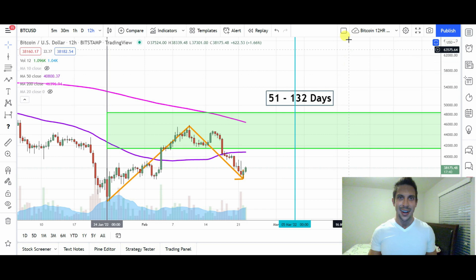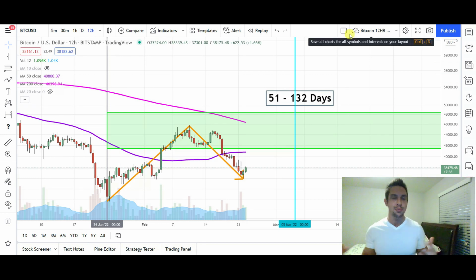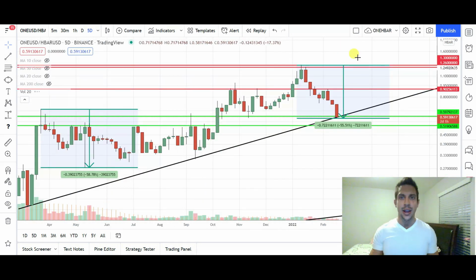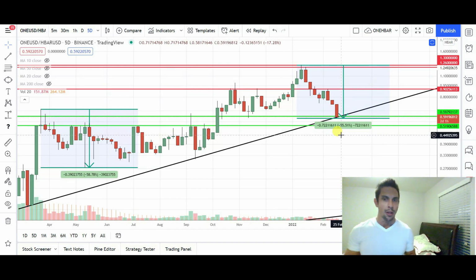But the bonus chart that I quickly wanted to take a look at, for all the HbarBarians and Harmonauts out there. This is the one HBAR chart. I have spoken to this thing relentlessly and tweeted on it. This is why it's important to follow me on Twitter.